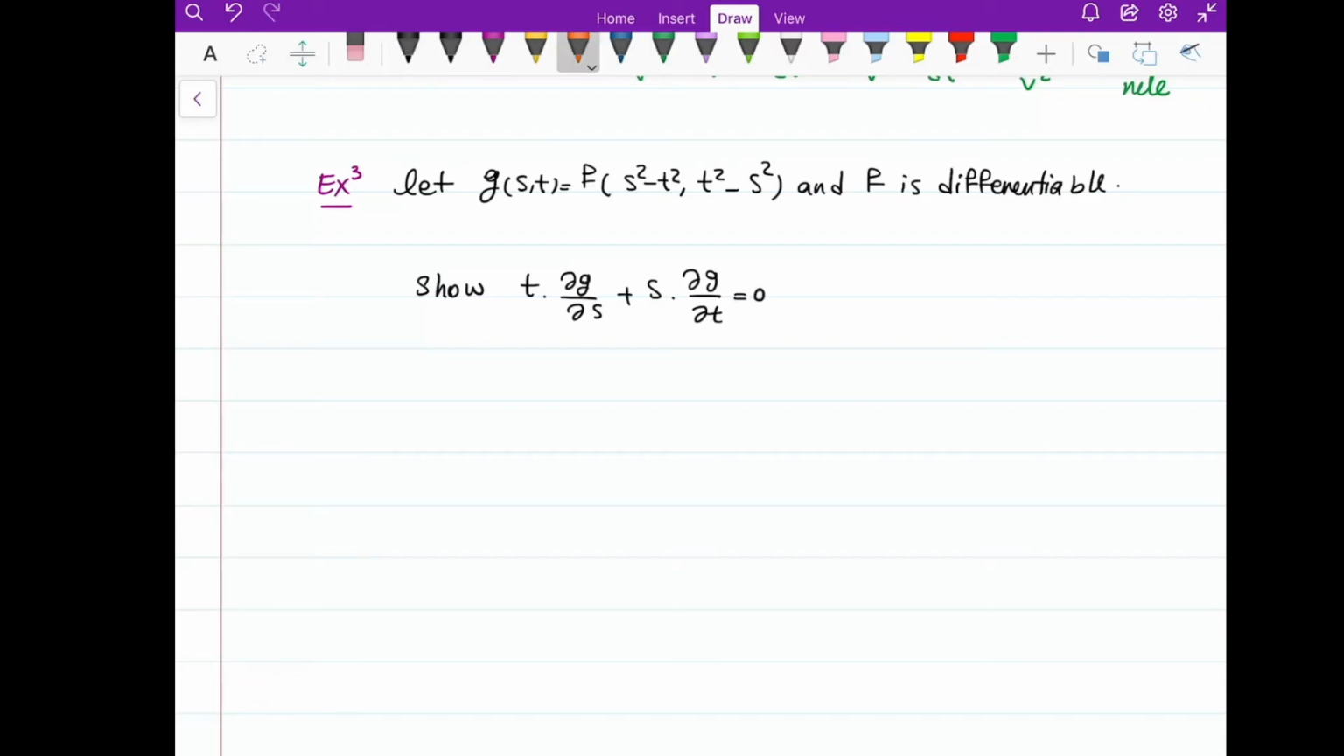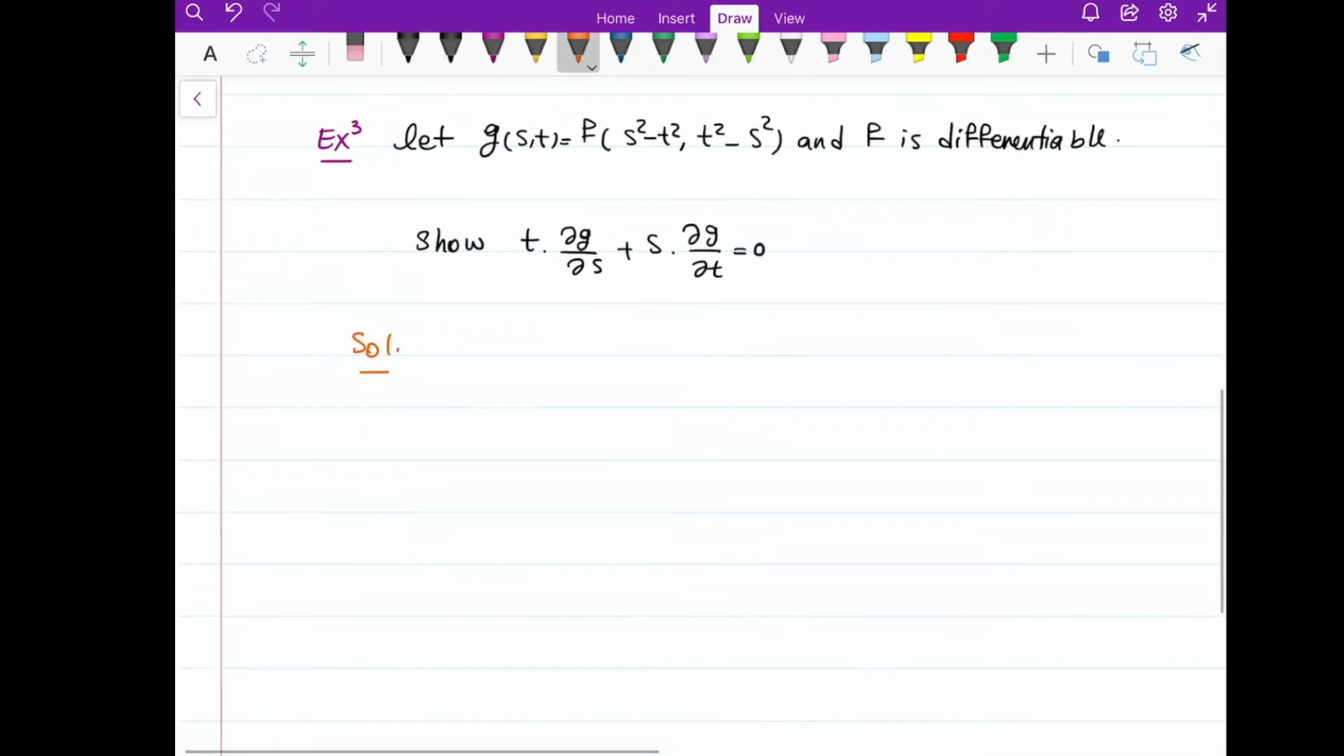Okay, so to solve that, first let me draw my graph. I'm gonna call this one x, I'm gonna call this one y, and I have a function g, which is basically f. G or f is a function of x and y, x is a function of s and t, y is a function of s and t. I'm gonna find the derivative of g with respect to s. So with respect to x, I can go along this path, or I can go along this path.